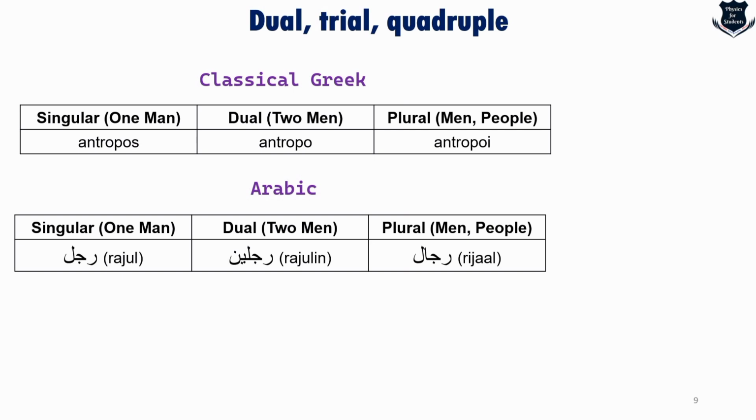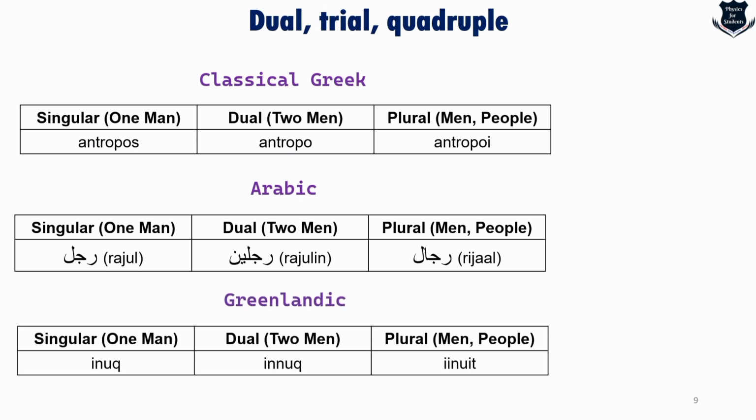So as I was telling you, in the Sanskrit language, if you can go back a few seconds in the video, you will see the same. You got aham, and then you got avam, then you have got vayam. So rajul for singular, rajalin for dual, and rijal, that is for plural.